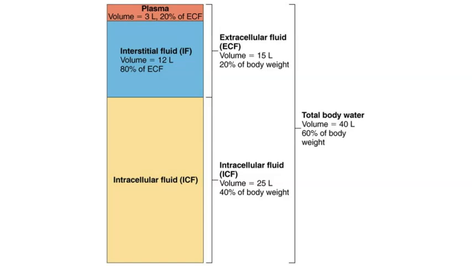The extracellular fluids are those found external to the cells, and these extracellular fluids are the fluids that bathe the exterior of the cells in the tissues, as well as the fluid that's found in the blood plasma. So in total, the body contains about 40 liters of water. 25 of those 40 liters belong to the intracellular fluid compartment, and 15 of those 40 liters belongs to the extracellular fluid compartment.